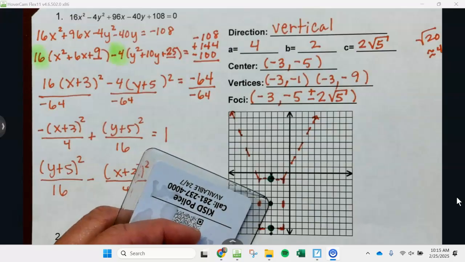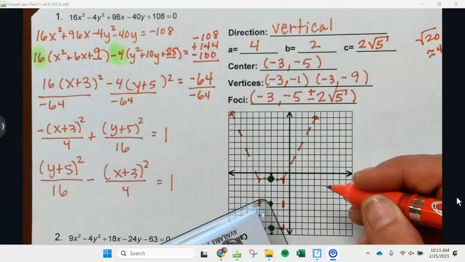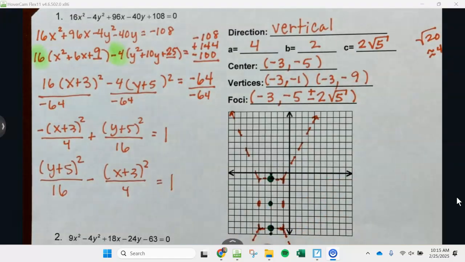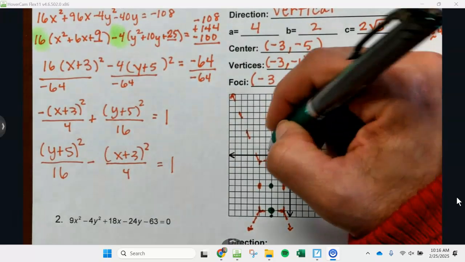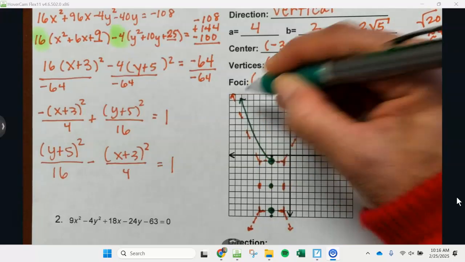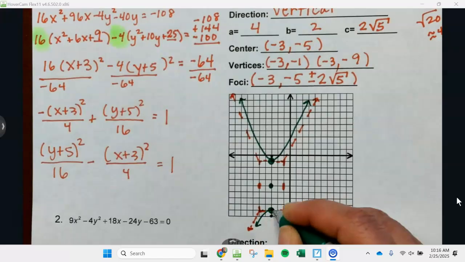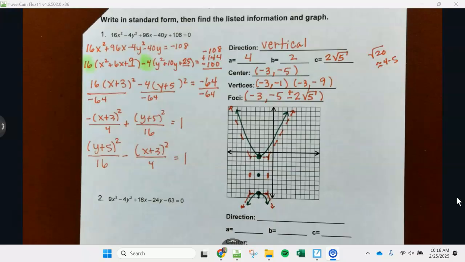So yeah, down here at the bottom, we'll have a little baby branch down there. Okay. Guys, don't forget the only thing the branches touch are the vertices. All right, there you go. Do you guys have any questions on number 1?